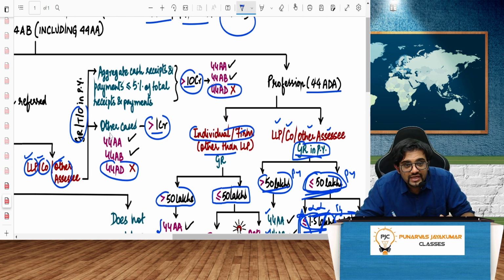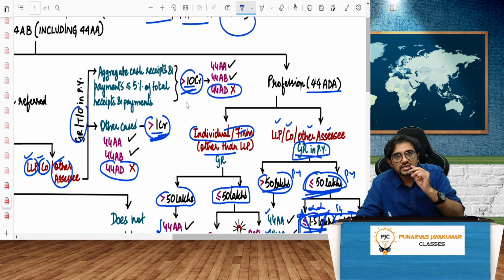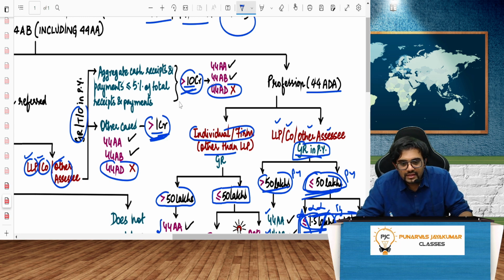So in other cases, 44AA will come, AB will come, AD will not come if it is more than 1 crore. If the gross receipts or turnover is greater than 10 crore, correct, then 44AA and AB will come. If it is less than 1 crore, AA and AB will not come. If it is more than 10 crore, AA and AB will come. However, aggregate cash receipts and payments should be less than or equal to 5%. We have already discussed that. I will not waste your time. Same limits, so this you leave.